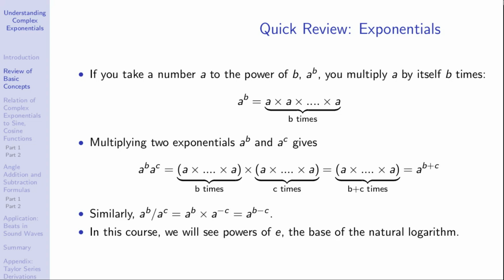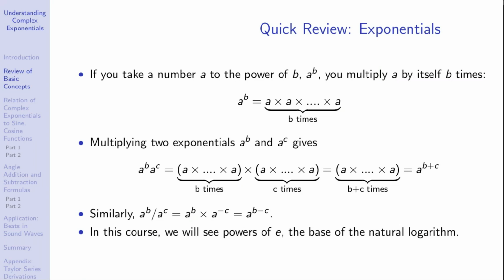Okay, so multiplying two exponentials, a to the b and a to the c, gives the following. a to the b times a to the c equals a times a times a, etc., a total of b times, times a times a times a times a, etc., a total of c times. And that equals a times a times a times a, etc., a total of b plus c times, which equals a raised to the power of b plus c.